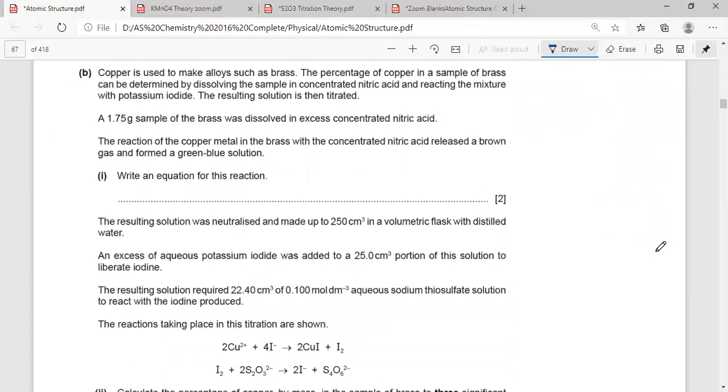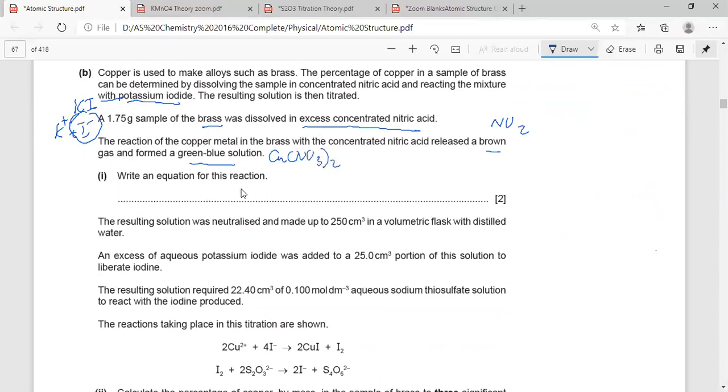Copper is used to make alloys such as brass. The percentage of copper in a sample of brass can be determined by dissolving the sample in concentrated nitric acid. The reacting mixture with KI is used. KI will give you your K+ and your I-. This is where the iodine comes from. Okay, 1.75 grams of the brass is dissolved in concentrated acid. The reaction of copper in brass with concentrated HNO3 gives a brown gas, which is your NO2, and the green-blue copper nitrate.